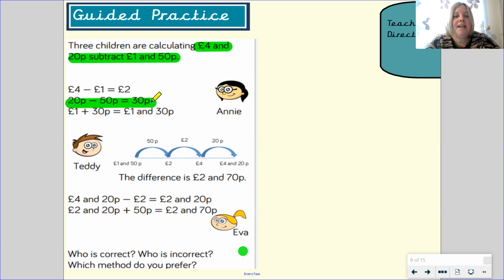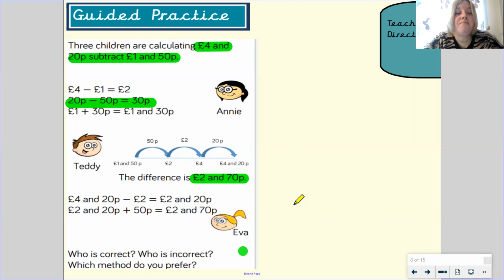Let's look at Teddy's. Teddy says the difference is £2 and 70p. So let's look and see how Teddy has solved the problem. Teddy has started with £1.50. He's added 50p to make that £2. Then he's added £2 to make £4. Then he's added 20p to make £4.20. So Teddy says the difference is £2.70. 50p add £2 add 20p is £2.70. So Teddy is correct.